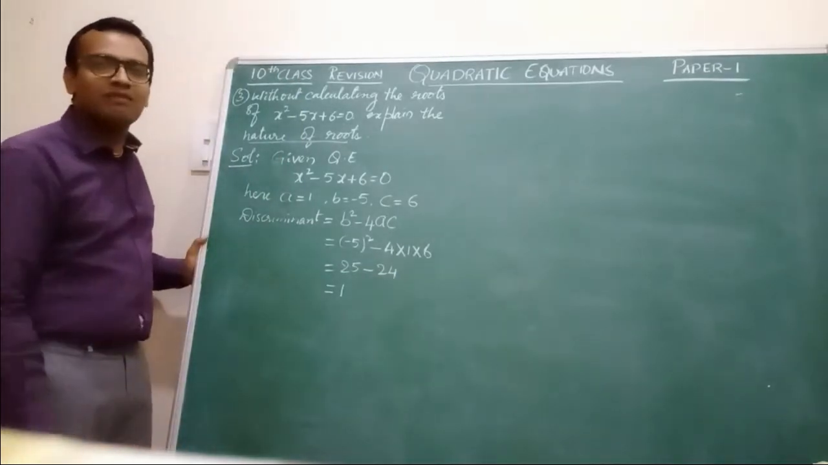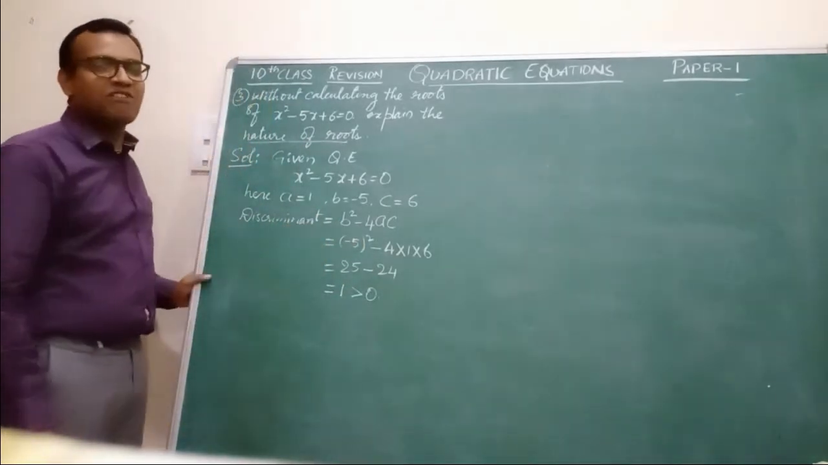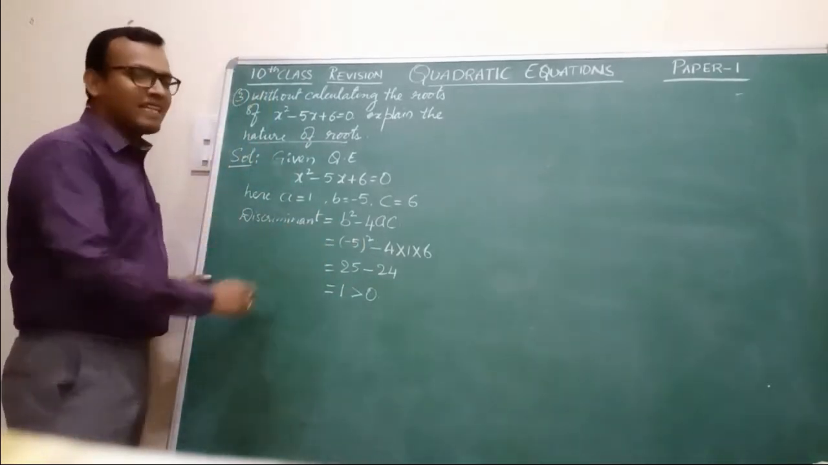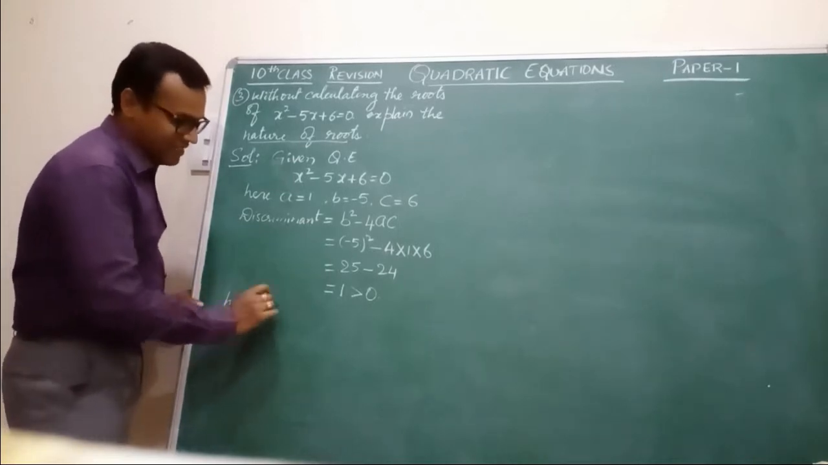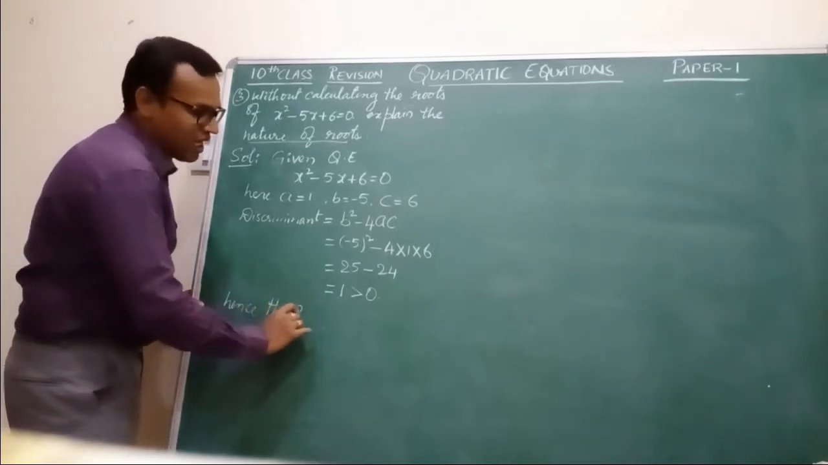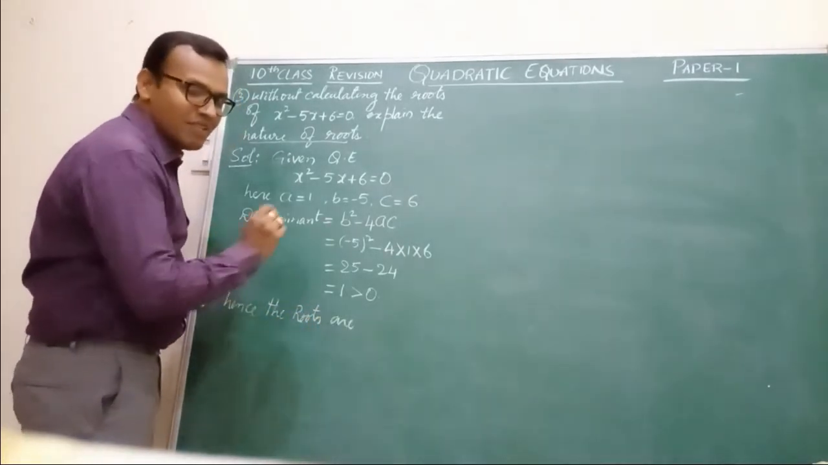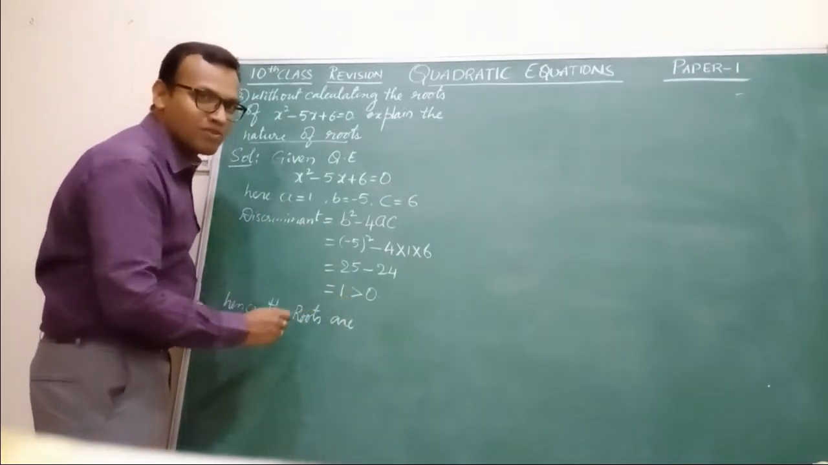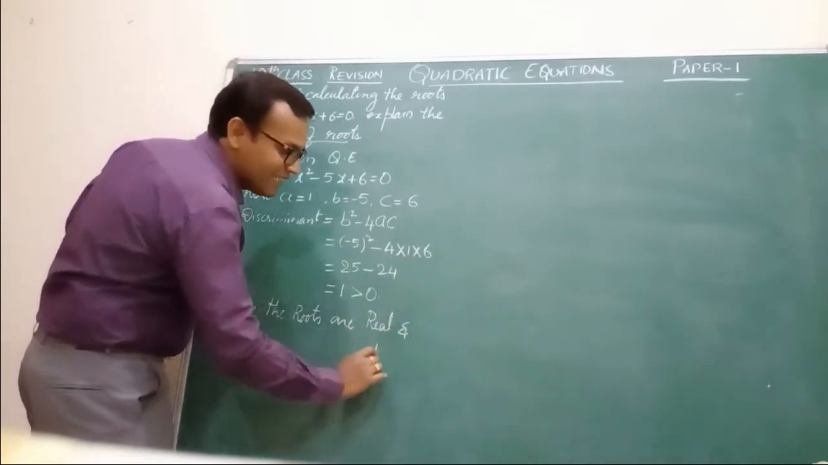So 1 is always greater than 0. Just like our first problem, here the discriminant is greater than 0. That means, hence, the roots are, if the discriminant is greater than 0, how will the roots be? Real and distinct.